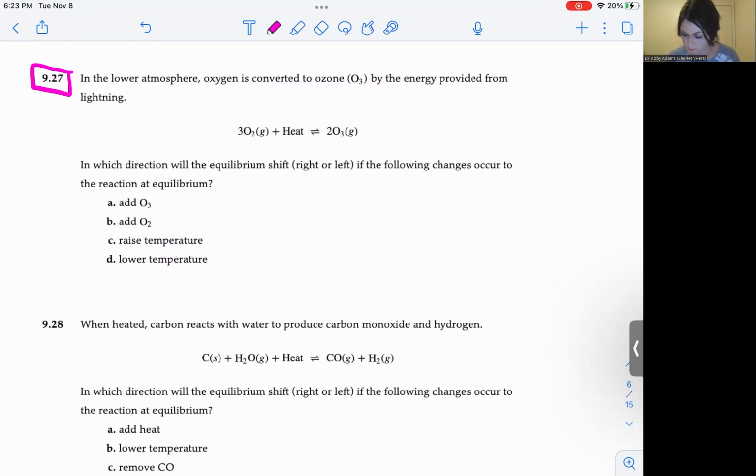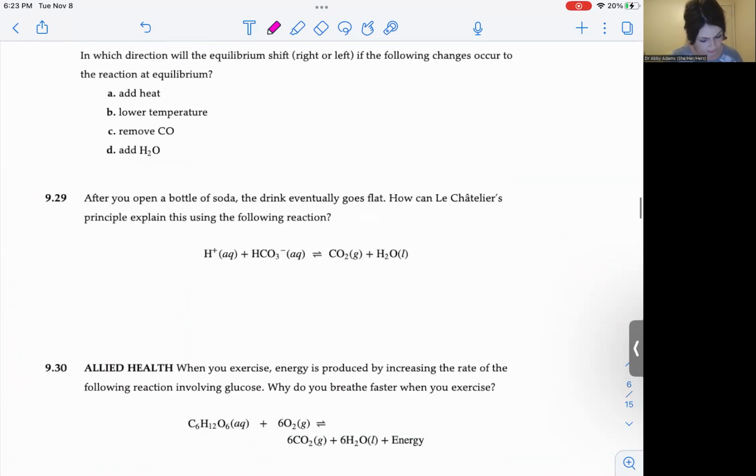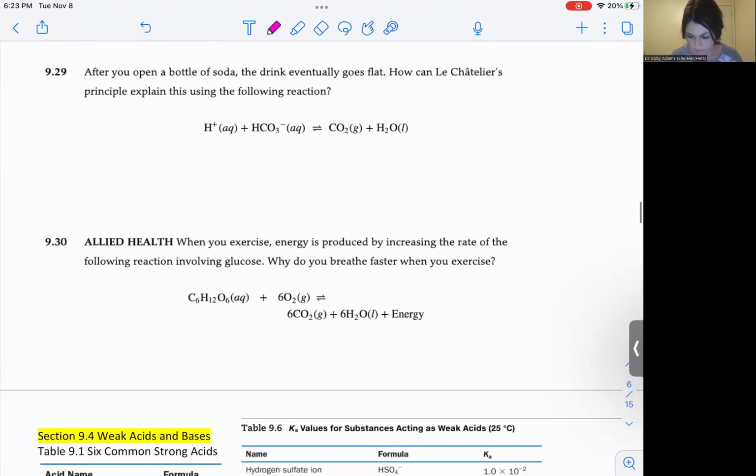All right. So are we going to do 9.27? Let's do 9.29, I believe, because that one is just the same. So let's do 9.29. So we are opening a bottle of soda, and it eventually goes flat. Oh, that's sad. How can Le Chatelier's, so that's whenever we were talking about the shifting of the equilibrium.